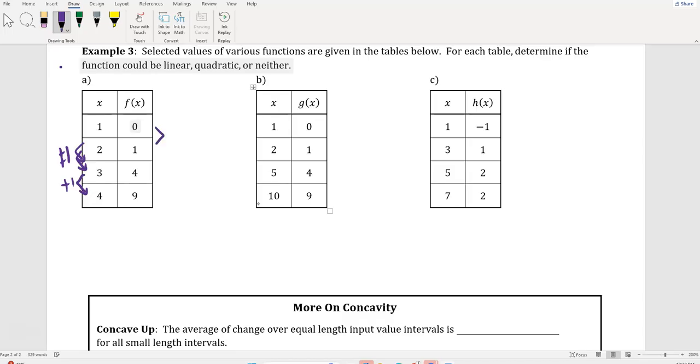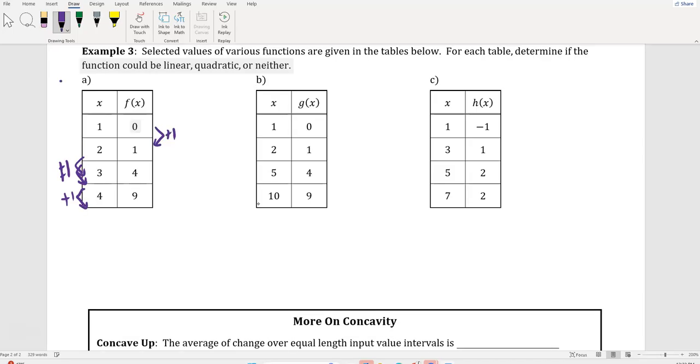So I can just go over here and look at what's happening. From 0 to 1, that's up 1. From 1 to 4, that's up 3. From 4 to 9, that increases by 5. So does this table represent a linear function? No, because I did not get the same number here. But if I want to know if it's quadratic, I just do it one more time, right? So from 1 to 3, that is up 2. From 3 to 5, that is up 2, right? So I'm seeing that the second difference is constant, right? So this table should be a quadratic.